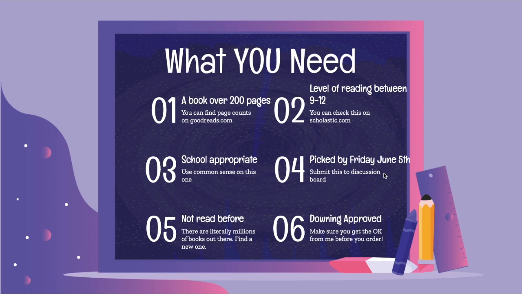You have it picked by June 5th. There's going to be a discussion board that you'll see where you'll be able to place the book that you would like to read on there. Make sure that this is a book you have not read before. I cannot stress this enough. There are literally millions of books out there. Find a new one. You can do it. I will help you. And then just make sure it's approved by me. When you guys post it on the discussion post, I'll say like this is good or find a different one or whatever, and we'll just go from there.